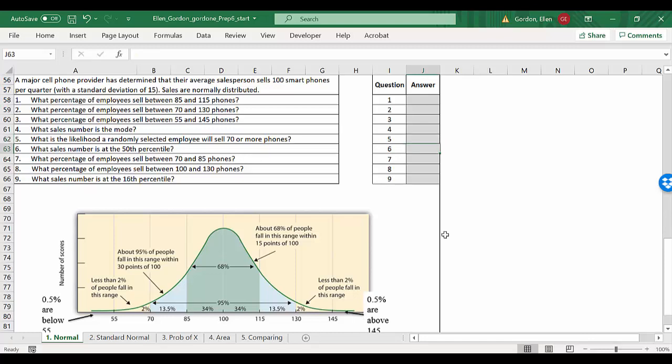Question number 6 asks, what sales number is at the 50th percentile? Hopefully you remember that the 50th percentile is the median, and with a normal distribution, the mean equals the median equals the mode. So the median is going to be 100. Question number 7, what percentage of employees sell between 70 and 85 phones? Again, if you look at the chart, you can see that 13.5% are between 70 and 85.